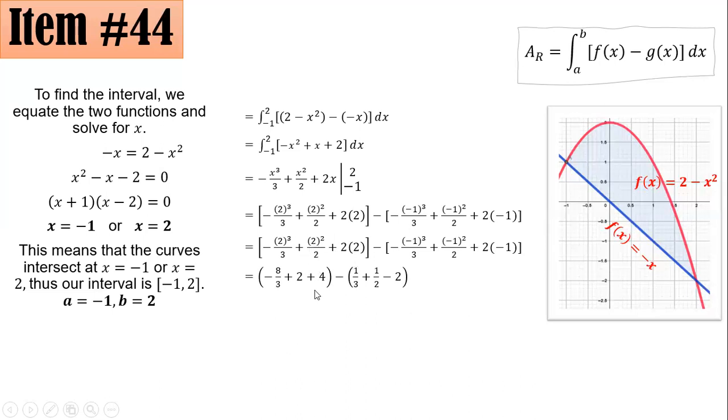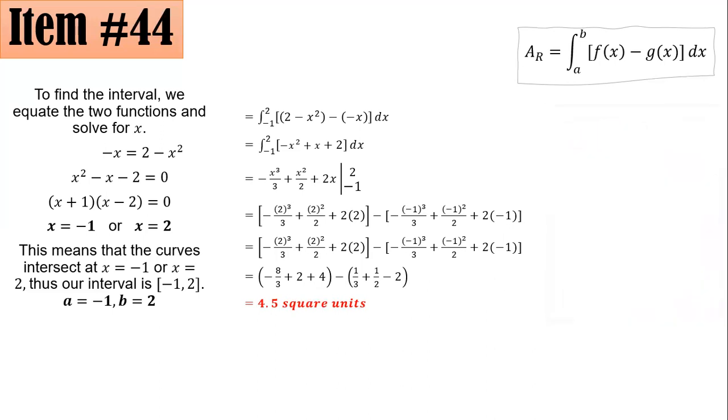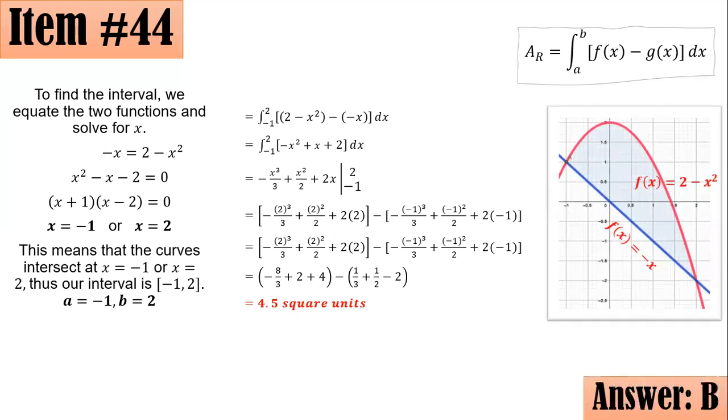The 2 times 2 is 4. Negative of negative 1 cubed over 3 is positive 1/3. The negative 1 squared will be 1 over 2, and this is negative 2, and you have to subtract them. And doing such using your calculators, that's 4.5 square units. Therefore, the correct answer here is letter B.